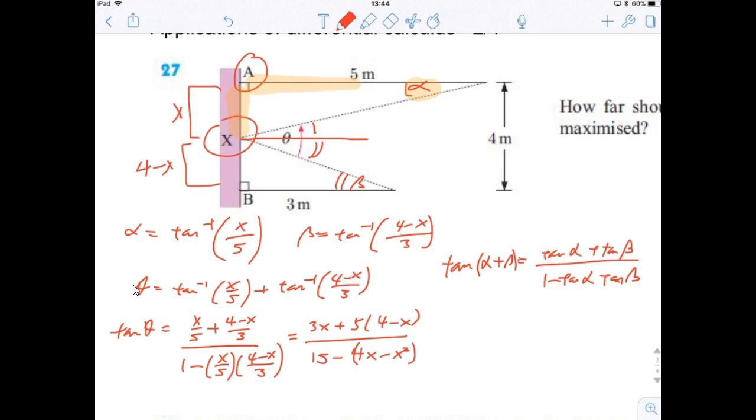Okay, and then we can distribute the negative sign if we want to. Let's simplify this even more. 3x plus 20 minus 5x over x squared minus 4x plus 15. So on the top, we basically have negative 2x plus 20.